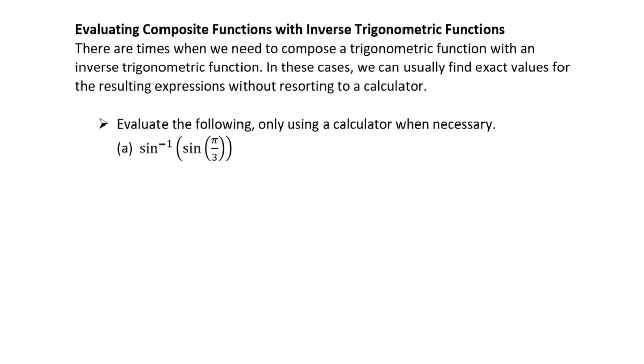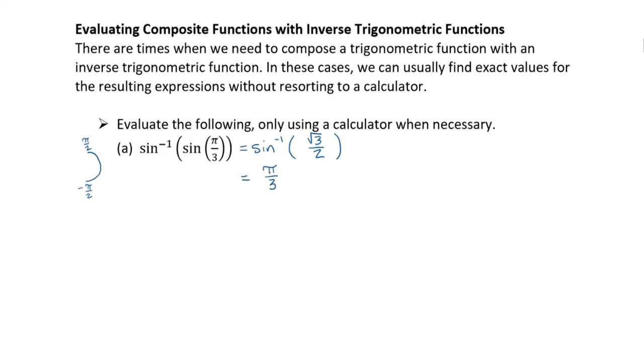Evaluate the following only using a calculator when necessary. The inverse sine of the sine of pi over 3. Now what I know from algebra is that I will work on the innermost set of parentheses first. So the sine of pi over 3, I know, is square root 3 over 2. Now the inverse sine of square root 3 over 2, we remember we're pulling angles from negative pi over 2 to positive pi over 2, and the angle is going to be pi over 3.